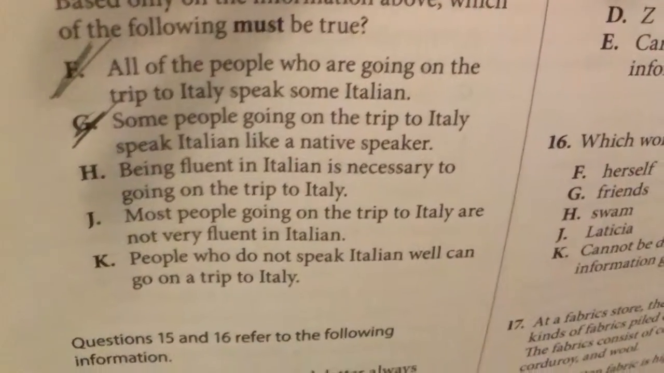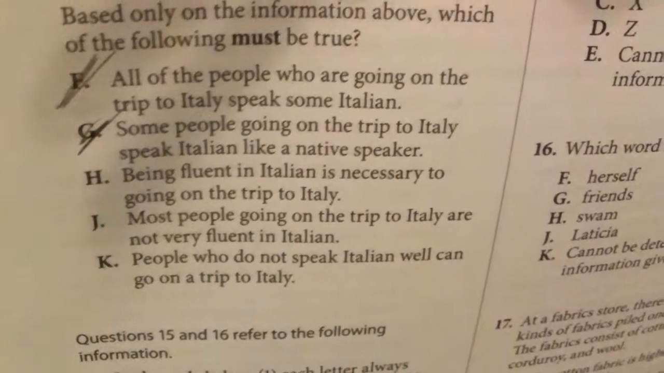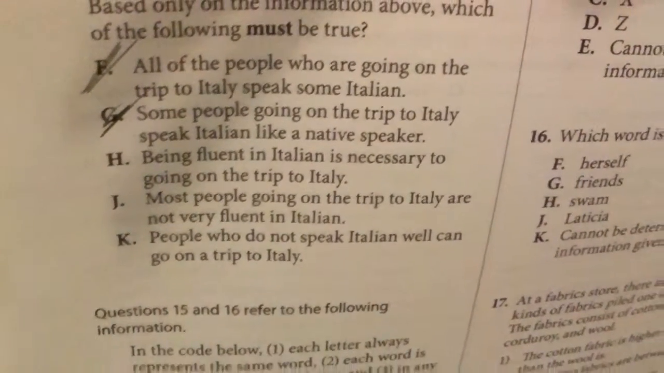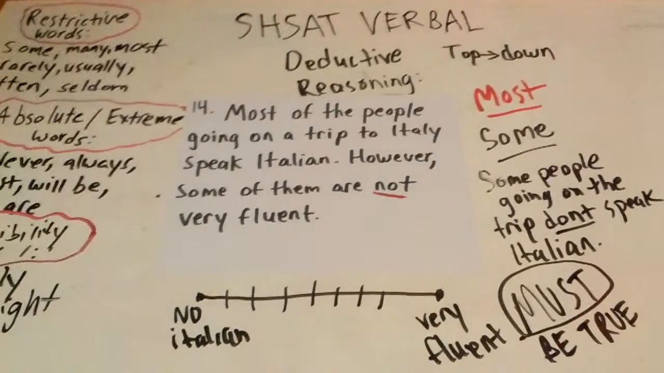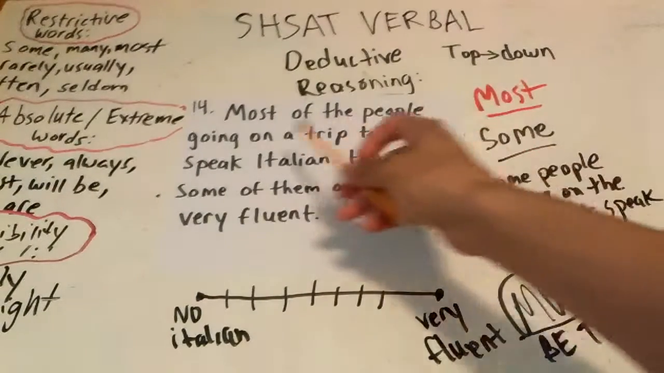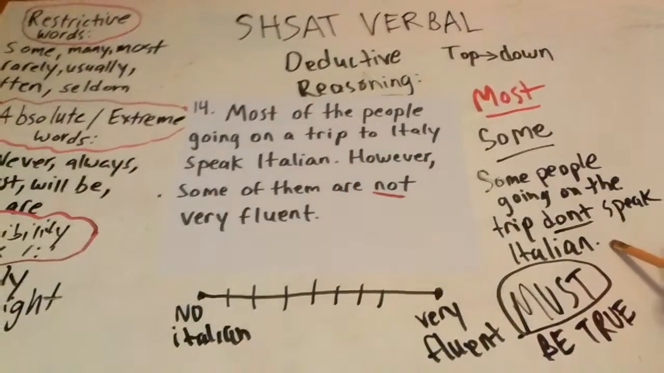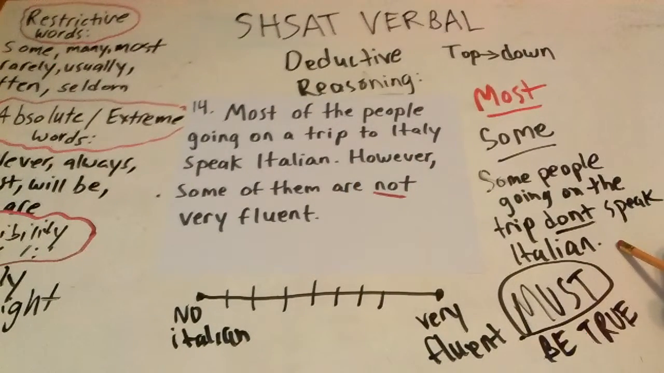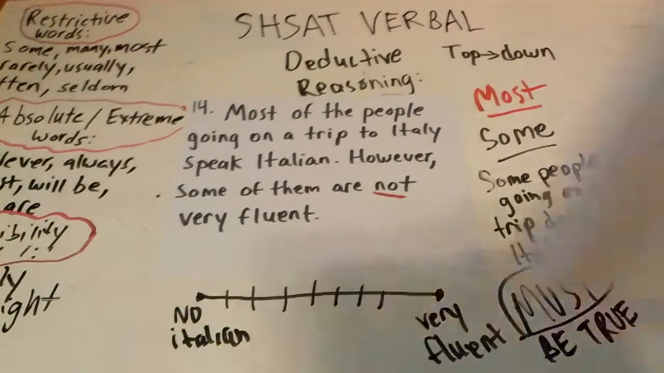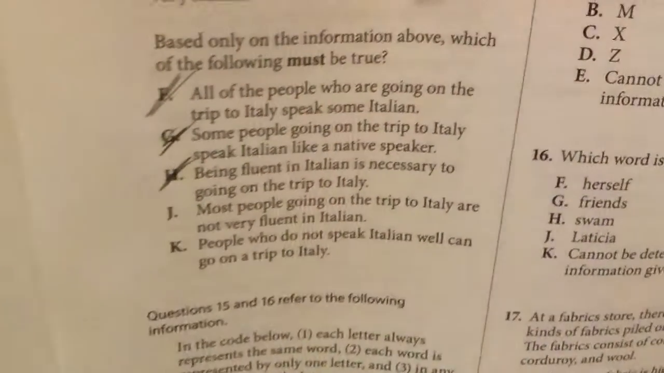Then it says, being fluent in Italian is necessary to going on the trip to Italy. That can't be it either, because it says most of the people going on the trip to Italy speak Italian. And to complement this, we wrote another sentence that's also true at the same time, that some people going on the trip don't speak Italian. H says that being fluent in Italian is necessary to go on the trip. Nope. We know that's not true, because thankfully we wrote this down. So look, we crossed out another option.